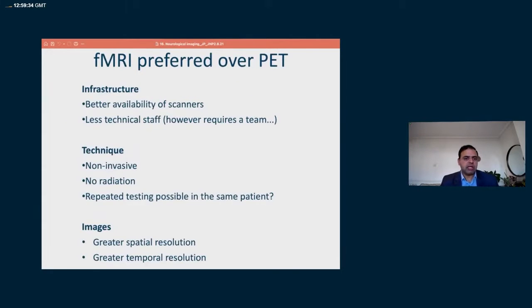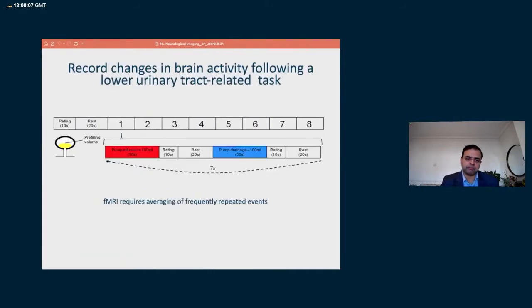Nowadays, those of you who follow CNS imaging will realize that the preference is for functional MRI, and this is for several reasons. One is that there is better infrastructure, so there's more availability of MRI scanners than PET scanners. There's less technical staff required, though you do require a competent team for both. If you look at the technique, fMRI is far less invasive and doesn't involve radiation. And the images from an fMRI have greater spatial resolution, as well as temporal resolution.